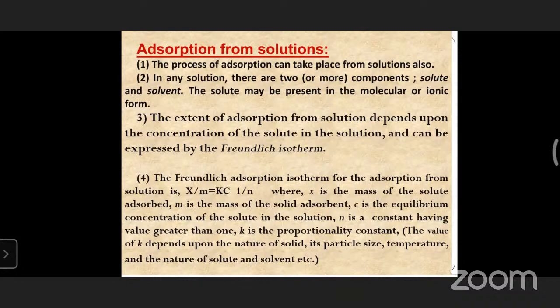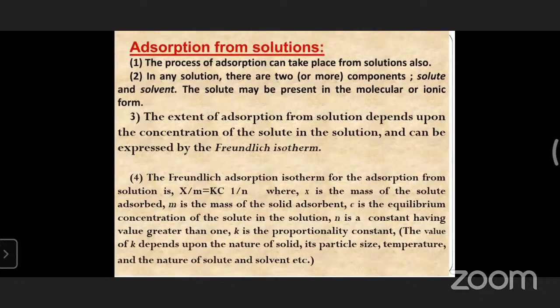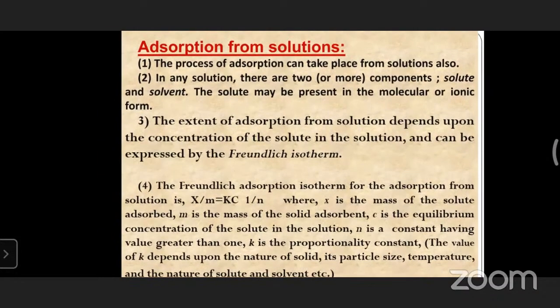So, surface chemistry we are discussing. In this surface chemistry, we are on the topic of adsorption, Freundlich adsorption isotherms. Yesterday we discussed adsorption from the solutions based on the pressure phenomenon. Now we are discussing the same adsorption phenomenon with the concentration. How the concentration is varying the percentage of the adsorbate based on the adsorbent mass.